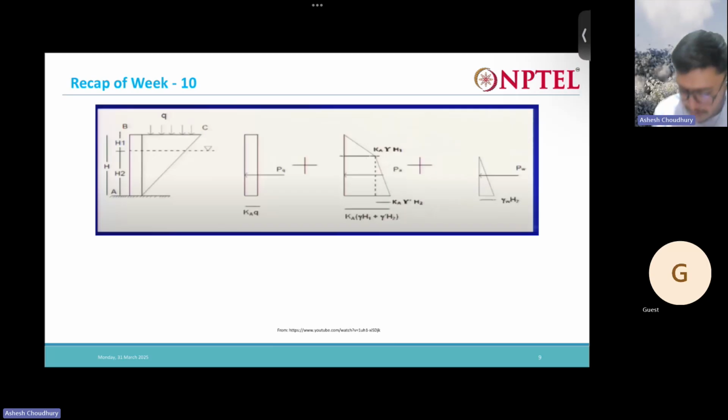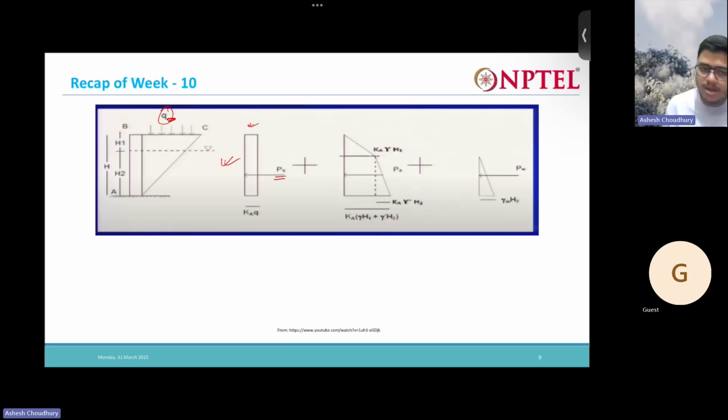Now this is for the partially submerged case, plus over that you have some surcharge Q that is acting. Now due to the surcharge Q, you can have this rectangular pressure distribution, right? So the pressure is same everywhere. So K times the vertical pressure Q will give you this rectangle. Then the area is going to give you PQ. Then comes the active thrust condition. So this is my thrust due to the Q, the surcharge.